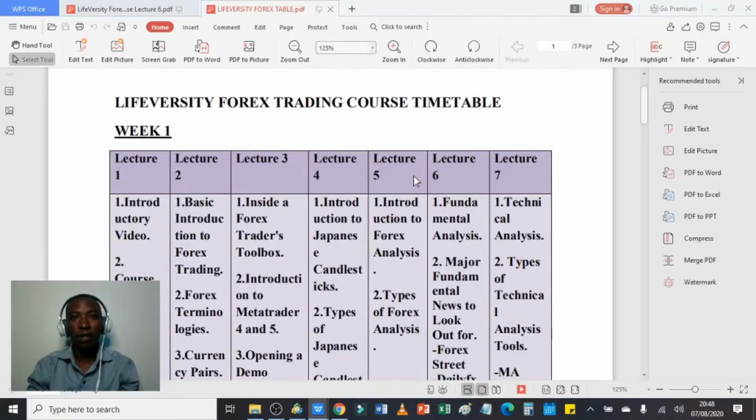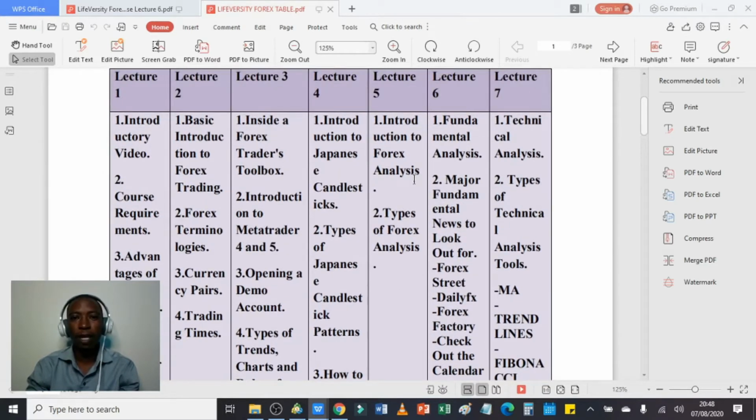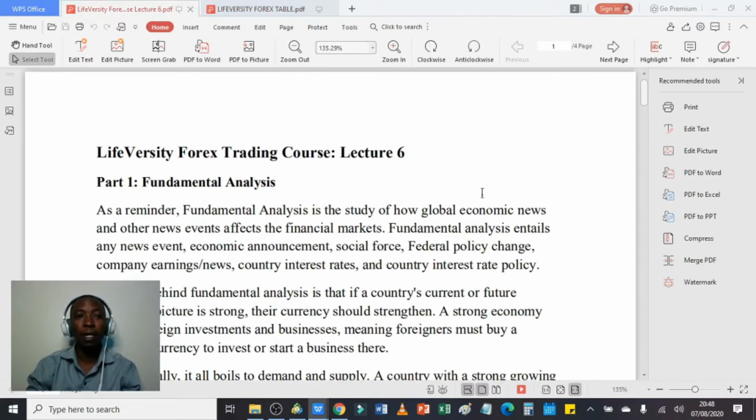Before we proceed any further, let's just view our LifeVersity Forex trading timetable to see what you should expect from me in this lecture. According to our LifeVersity Forex trading timetable, as you can see in the screen, lecture 6, we basically cover two parts, and the first part is fundamental analysis. The second part is major fundamental news to look out for, and then under part 2, I'll be able to highlight to you the main sources of my fundamental analysis and how you can be able to take advantage of the same as a foreign currency trader. Without taking much of your time and my time, let's just head to lecture 6.